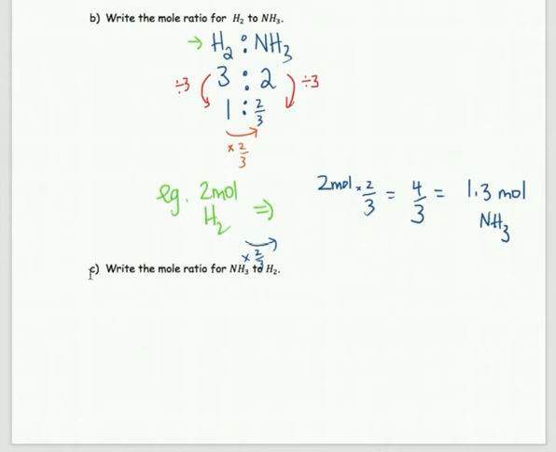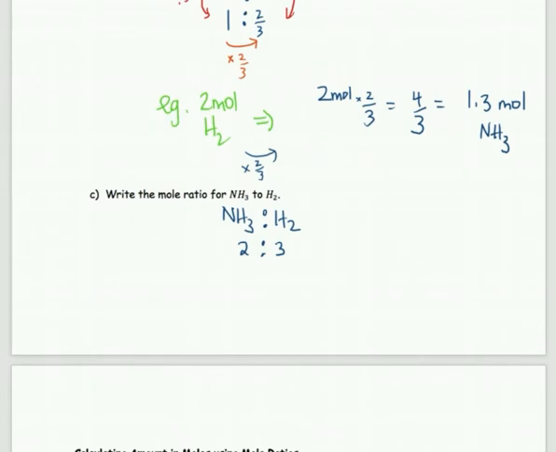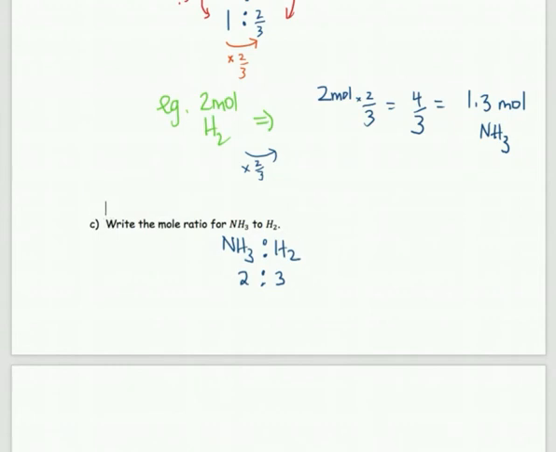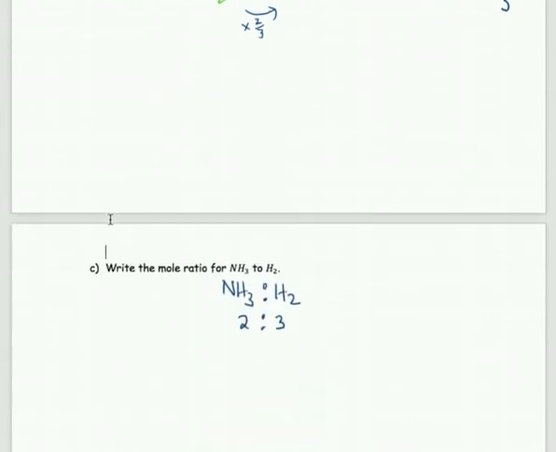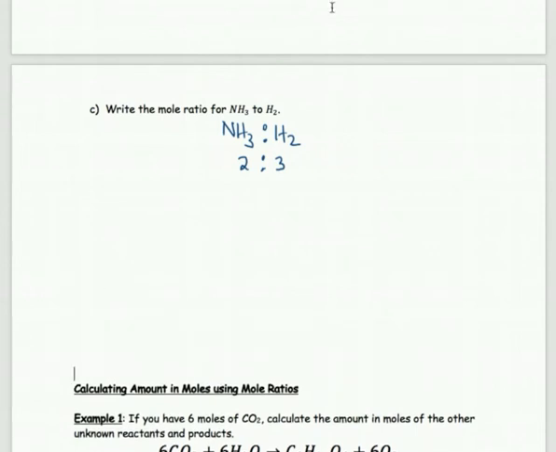All right, let's try the next one. Mole ratio of ammonia to hydrogen. What if it's reversed? What if we know this one and we're trying to find hydrogen? So now it's a 2 to 3 ratio like that. Same thing, we know ammonia, so we're going to change that to a 1 to something ratio here.